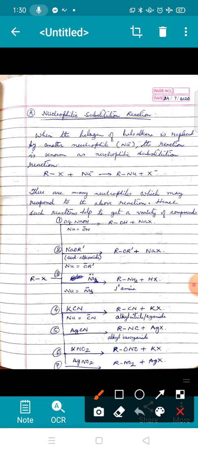A similar ambident nucleophile is NO2. You see when it is with KNO2, the product formed is RONO, and when it is with silver, the product formed is RNO2. Alright, so CN and NO2, they are examples of ambident nucleophiles. There are many other examples, but for this chapter only these many will do.